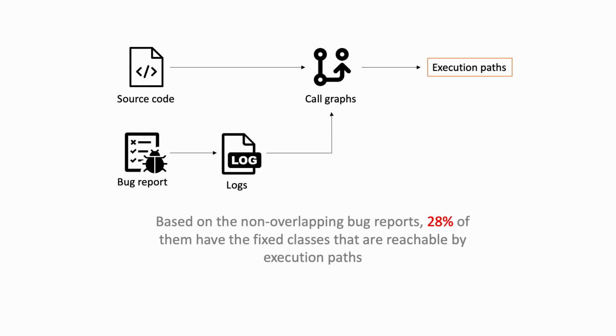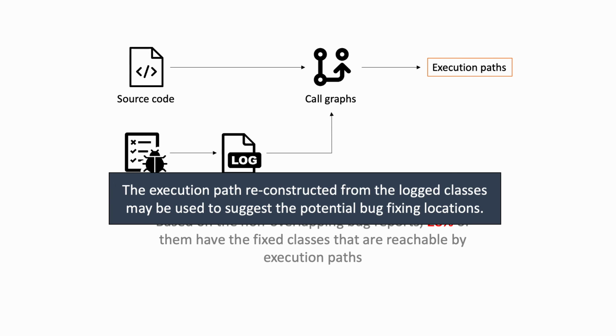We find that based on the non-overlapping bug reports, 28% of them have the fixed classes reachable by execution path. The results show that even for some of the bug reports which have no overlaps, the execution reconstructed from the log classes might be used to suggest the potential bug fixing locations.